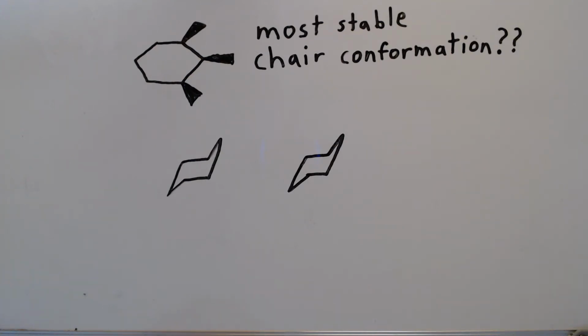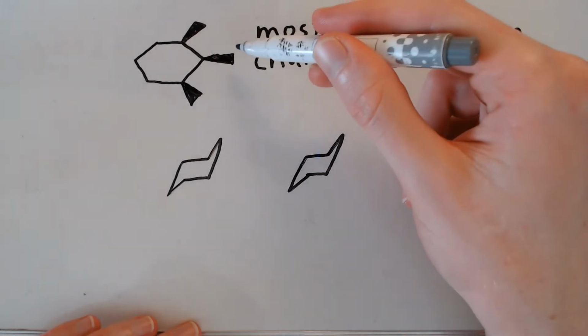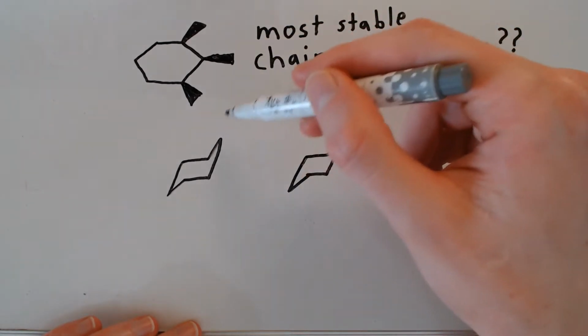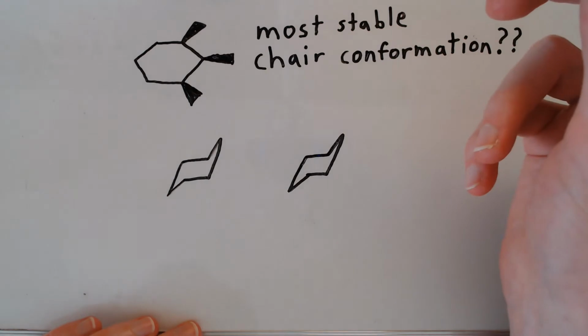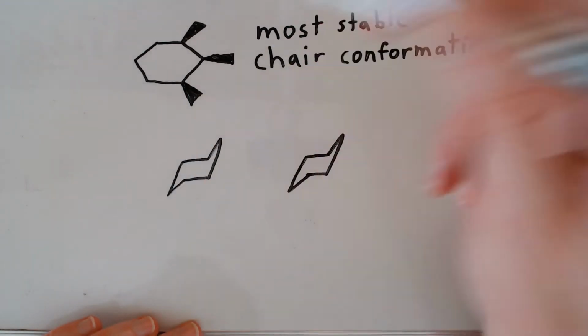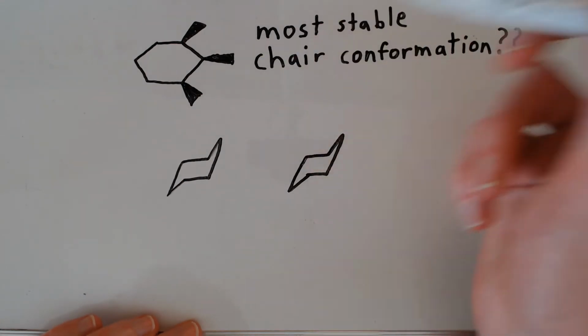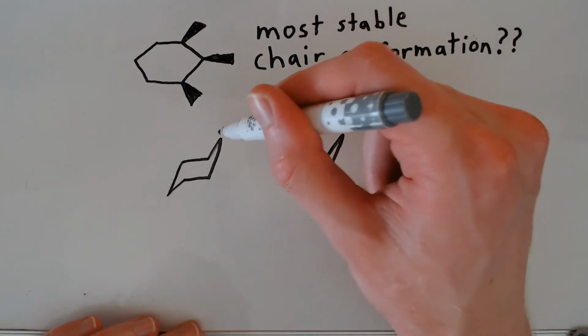Hello, today I'll explain how to draw the most stable chair conformation of any cyclohexane that's given to you, because this is a frequent problem and let's solve it right now. In order to transition these wedge bonds onto the chair conformation, we can do it from anywhere. We can start from any carbon.